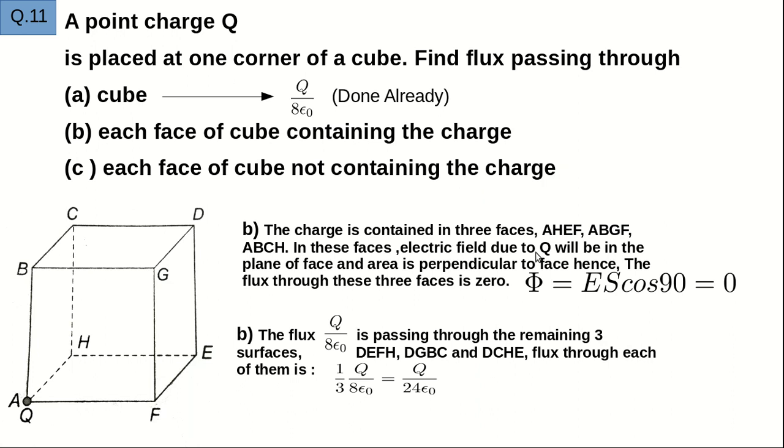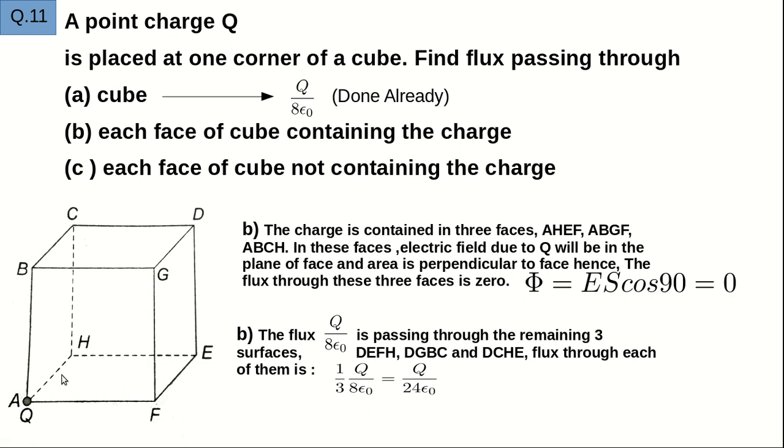Now if a point charge is placed at one corner of the cube, I have already done this: the flux will be q by 8 epsilon naught, right? Now we need to calculate the flux if a point charge is placed at one corner of the cube, through each face of the cube.